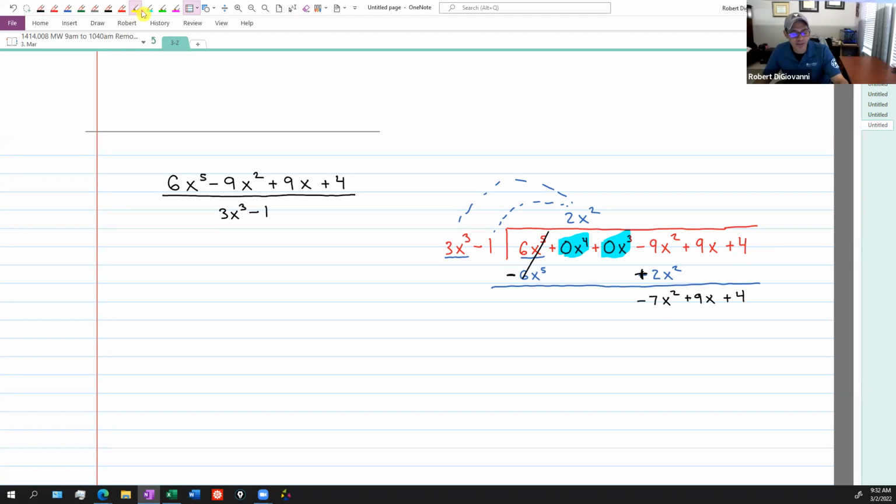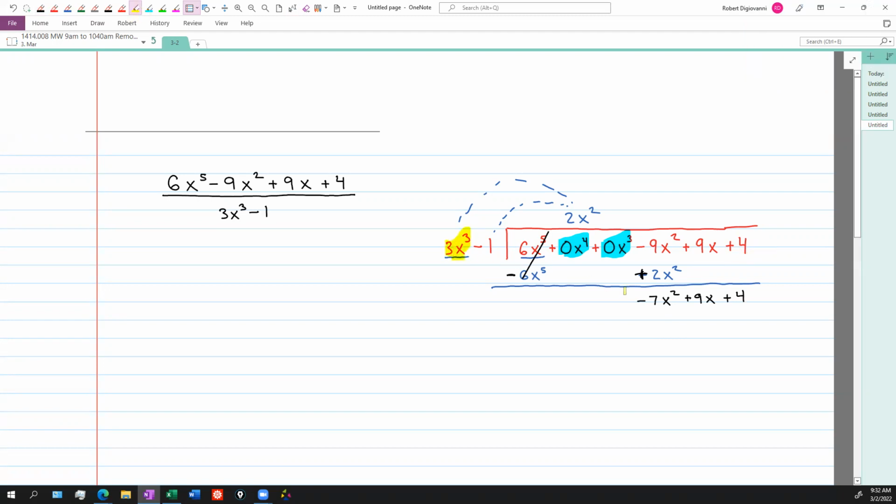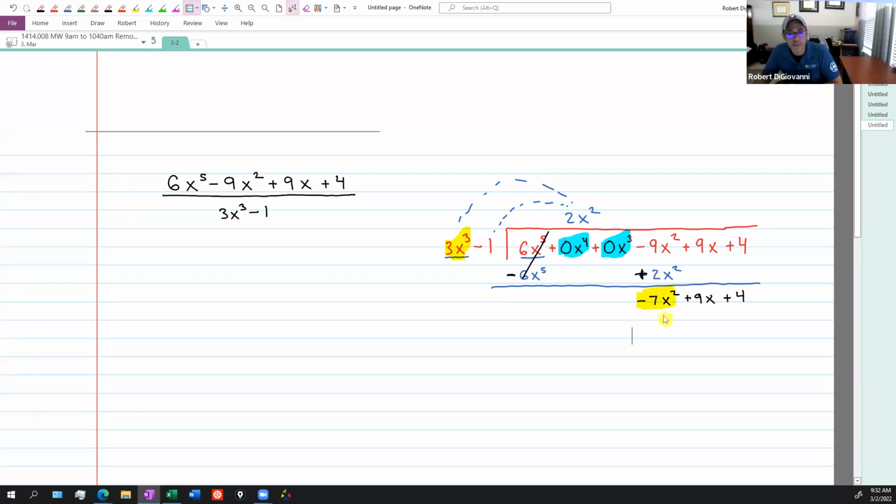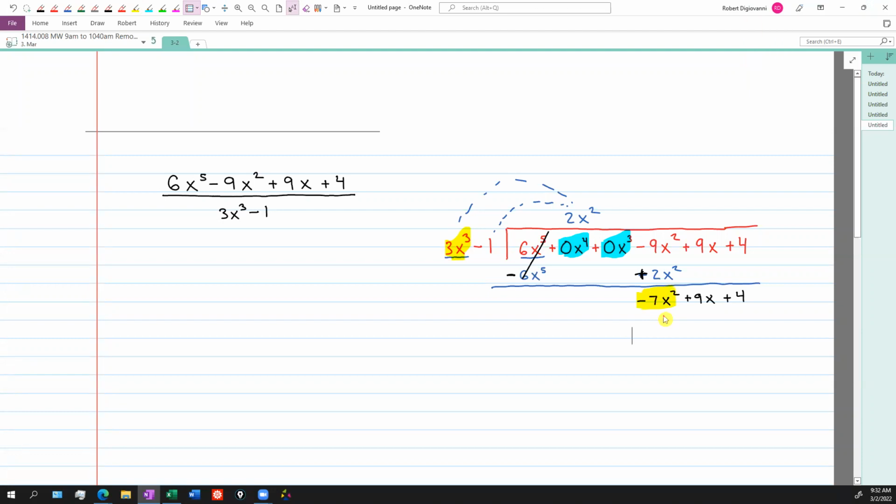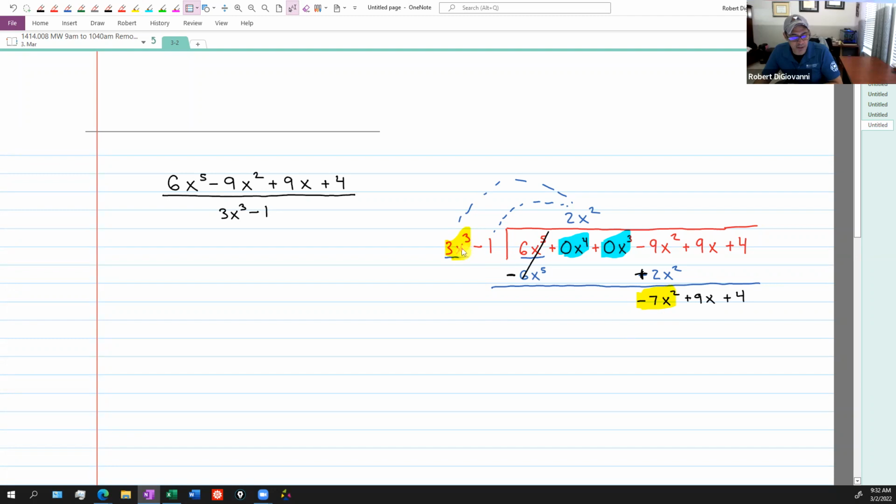Now, at this point, this is where you look at the 3x cubed and you say, okay, how do I turn it into this? And we can't. The reason we can't is because this is an x cubed and this is an x squared. And since this power is smaller than this power, there's nothing I can do to multiply this x by anything to make it a smaller x. I can make it a bigger x, but I can't make it smaller. So this is the remainder, everyone. Okay, that's our remainder.